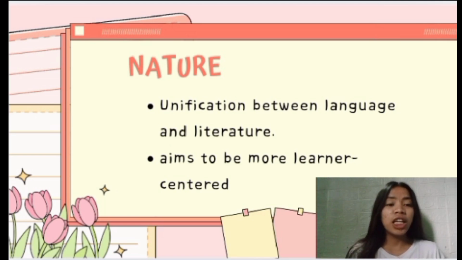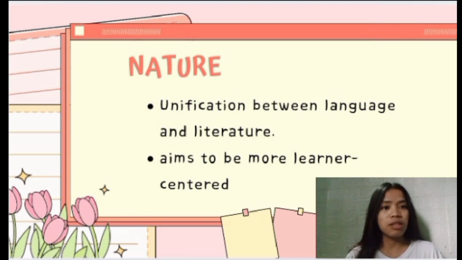So we English majors, right? We are taking different literature. We took different literature. We have Afro-Asian literature, American, Philippine literature, and so on and so forth. For us, not just to appreciate a certain text, but also to develop our language proficiency, our language skills, including our macro skills.